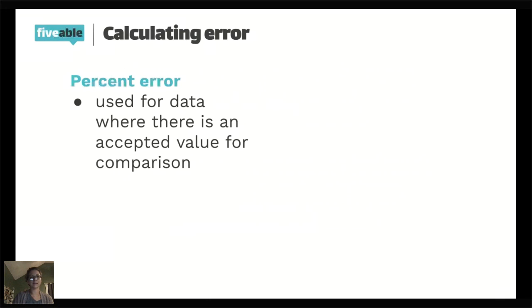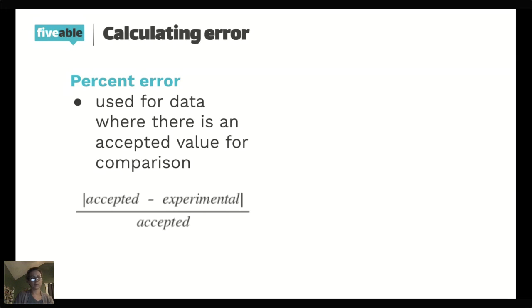And the difference between these 2, and I'll bring up the other one in a second, is not that one is better than the other, but it just depends on what type of data you have and what you're looking at. So if you have data where there is some sort of accepted value for comparison, like you're trying to do an experiment to determine the acceleration due to gravity. Like we know what the acceleration due to gravity is. We would use a percent error then with your results.